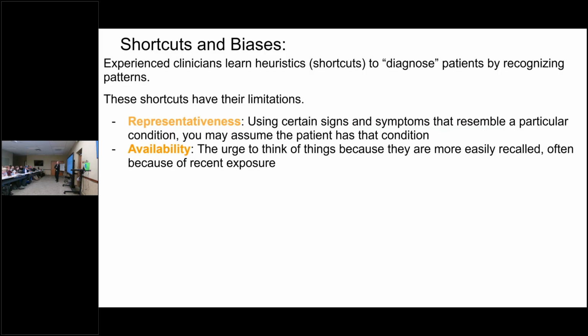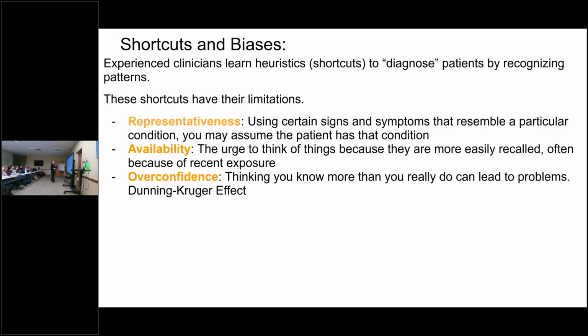Availability is the urge to think of things because they're more easily recalled. So let's say you just went on a patient that was having a heart attack and you get called to another patient with chest pain. Because we just had that patient that was having a heart attack, it might be easy to think, oh, another heart attack, because we just saw that. We were just thinking about that, when in reality, it could be something totally different.